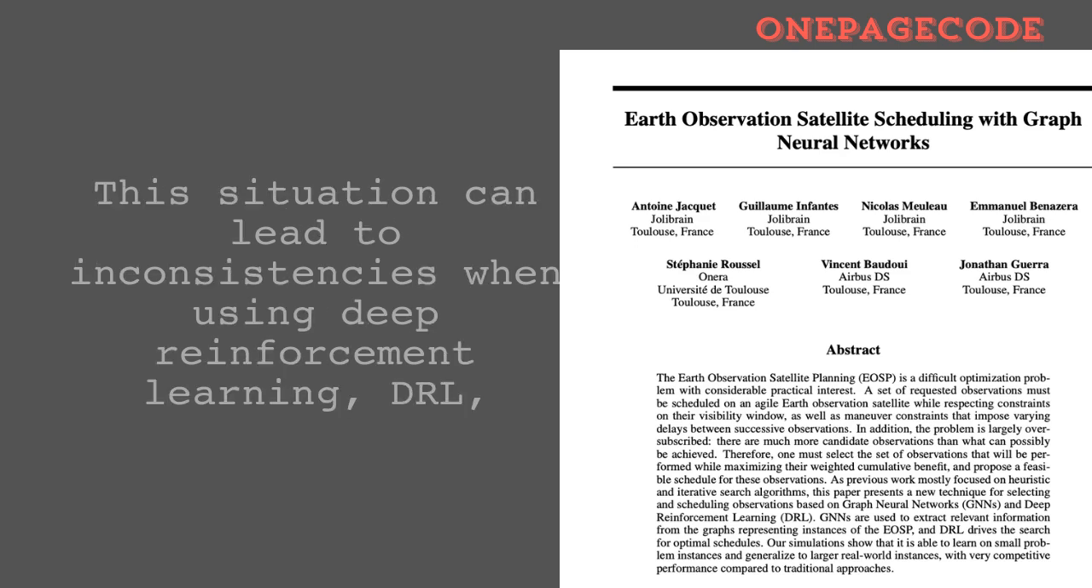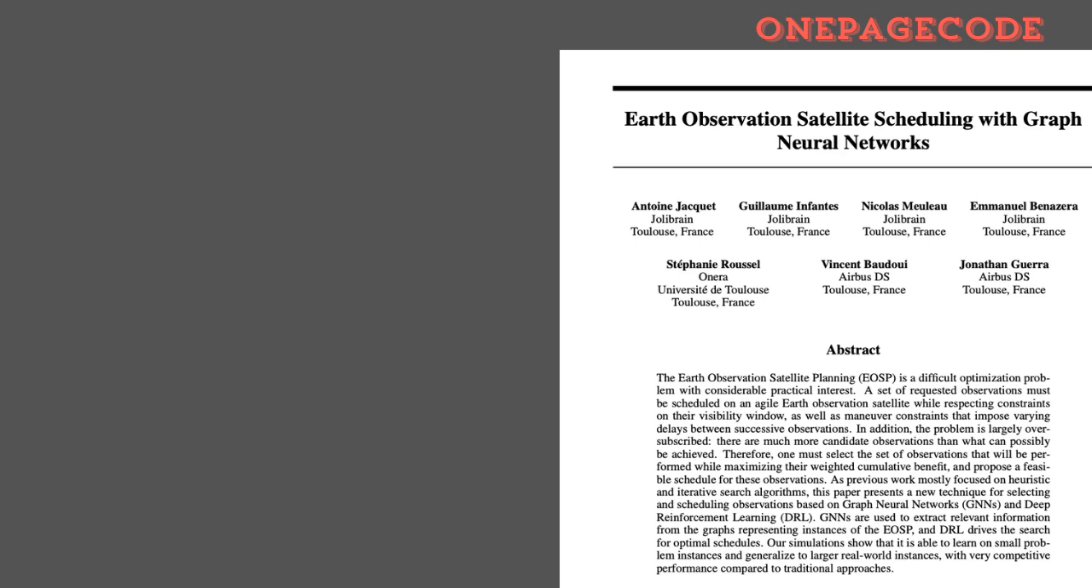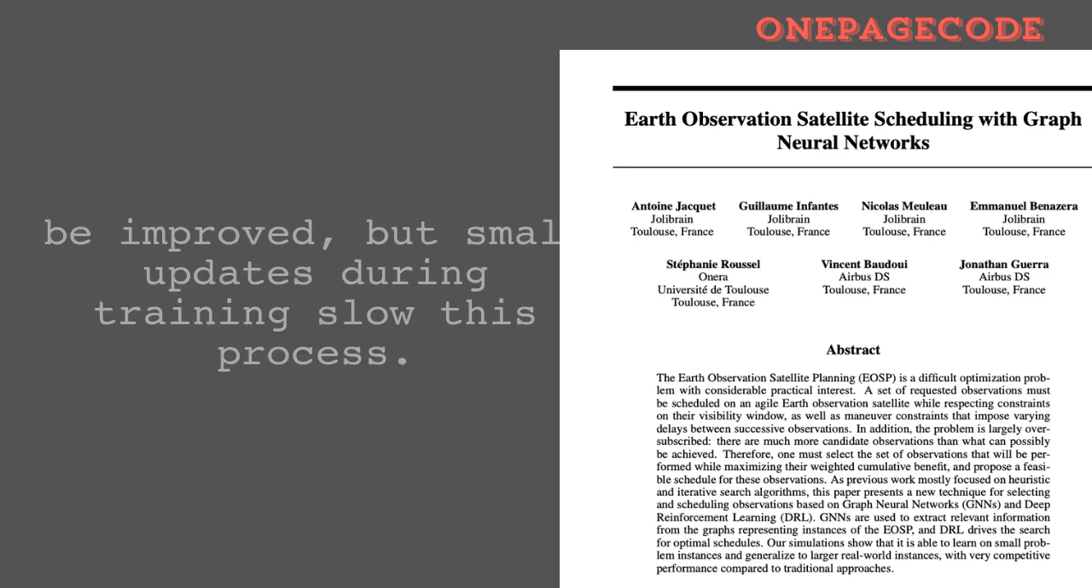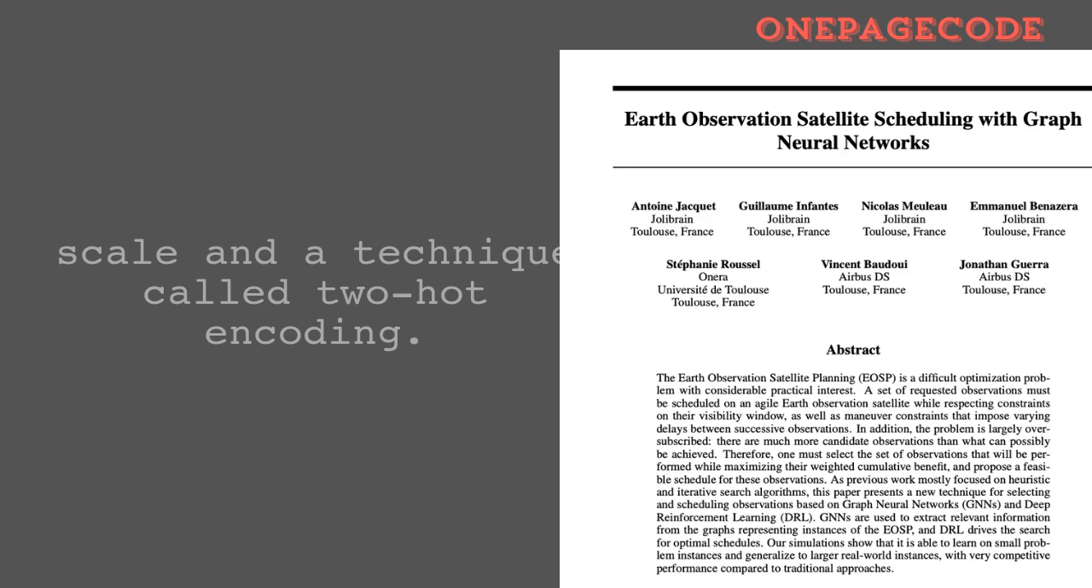This situation can lead to inconsistencies when using deep reinforcement learning, DRL, as lower priority options may produce rewards that are hard to distinguish from random noise in the system. Furthermore, when training the learning model, low initial values are used that need to be improved, but small updates during training slow this process. To address these issues, various methods have been tried, such as using a logarithmic scale and a technique called two-hot encoding.